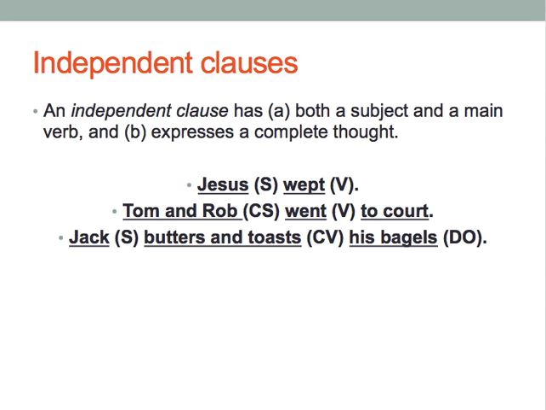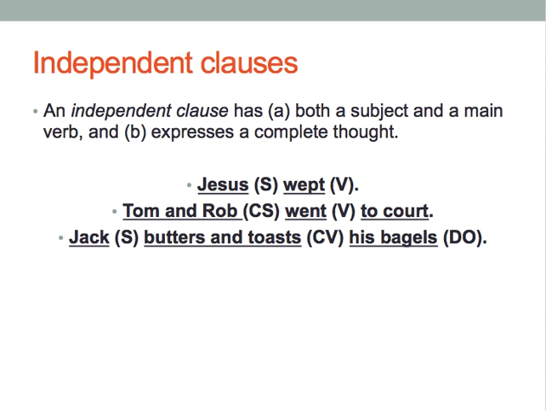So a quick review of independent clauses. An independent clause has both a subject and a main verb, and it expresses a complete thought. So in all of these sentences below, we have a subject and a verb, and it can be a compound subject or a compound verb as well, but we'll still have one thought expressed, one independent clause.